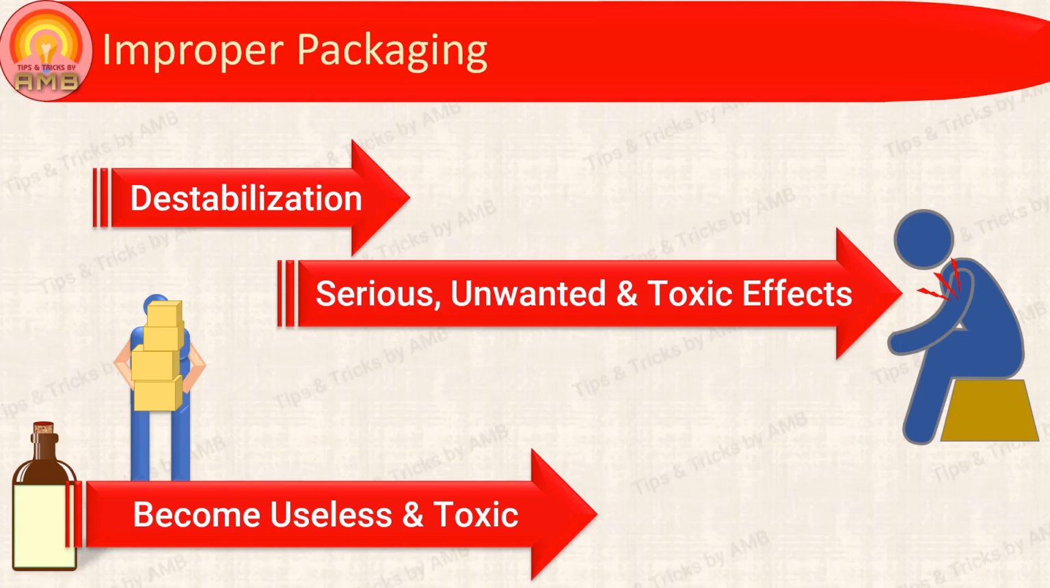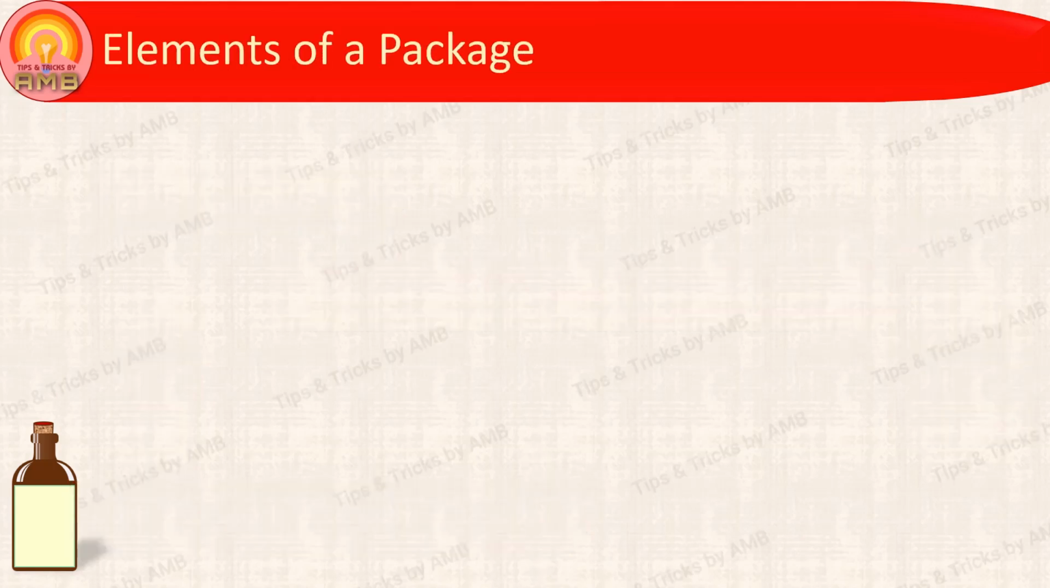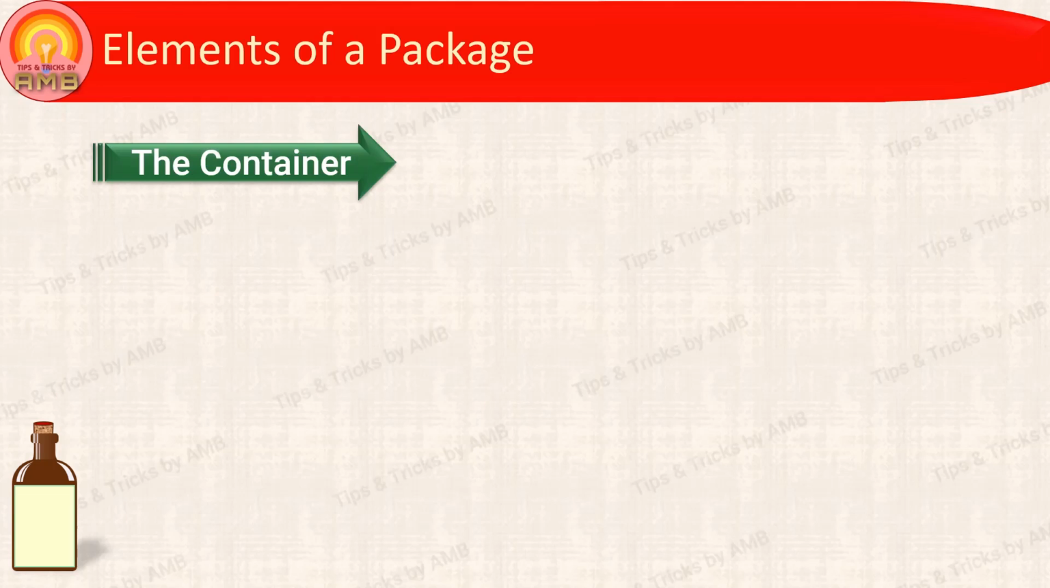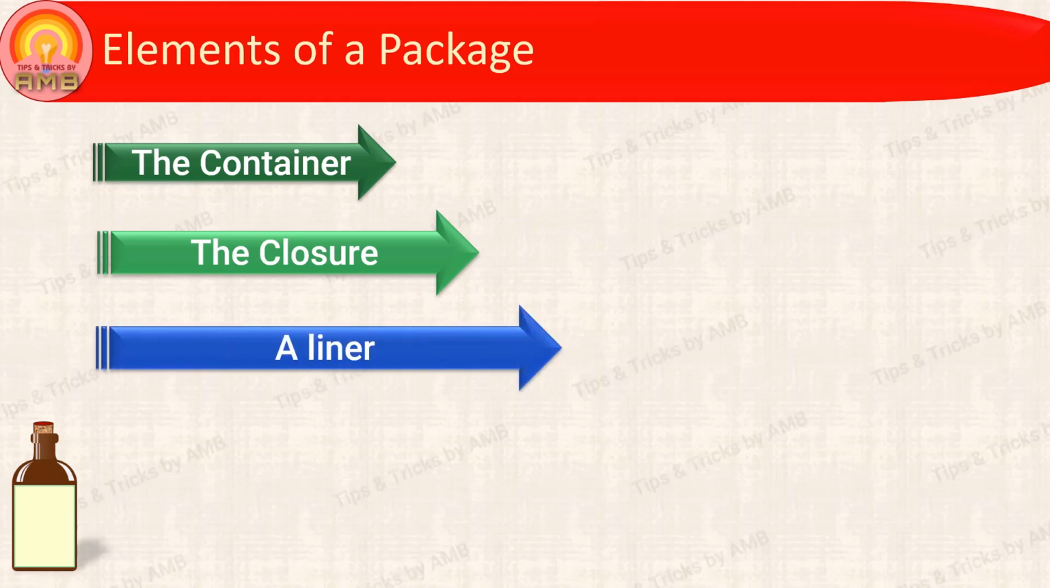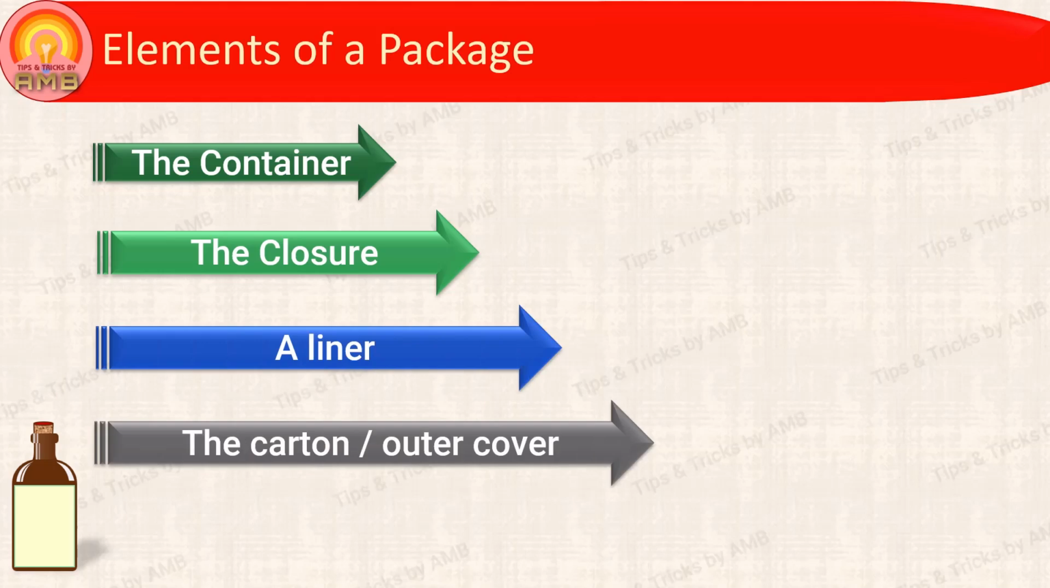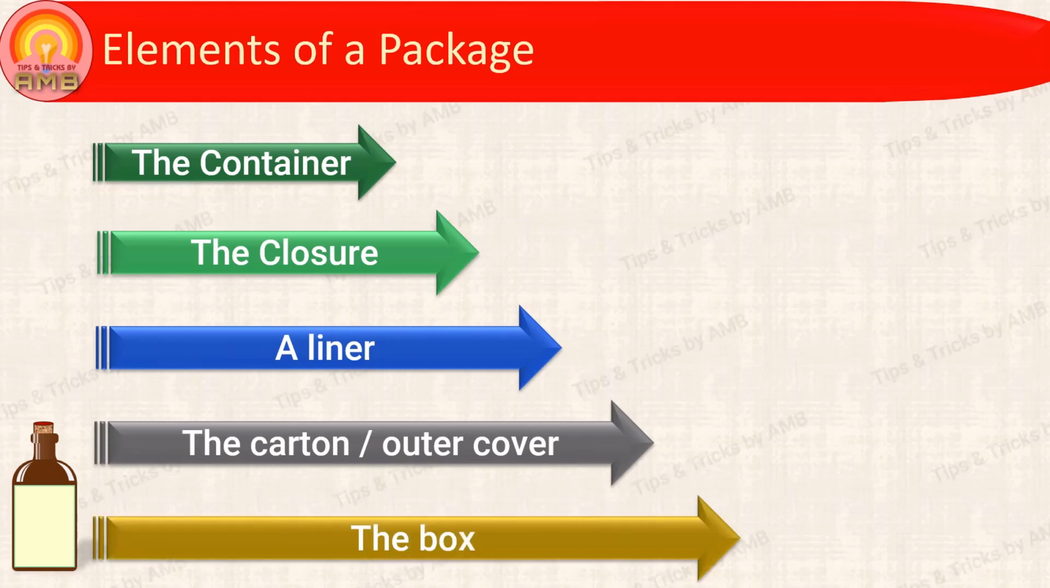Now, let's discuss the elements of a package. A package consists of the following elements. First, the container. Second is the closure. Third one is a liner. Fourth one is the carton or outer cover. And last but not least, the box. Let's discuss them one by one.